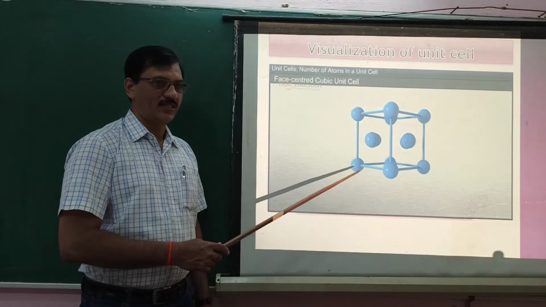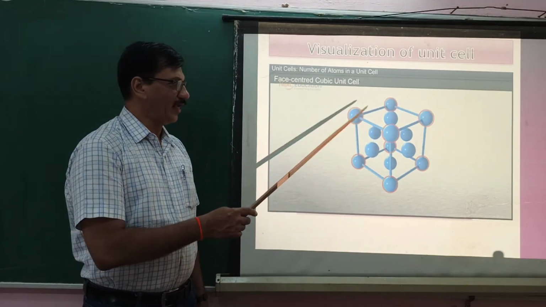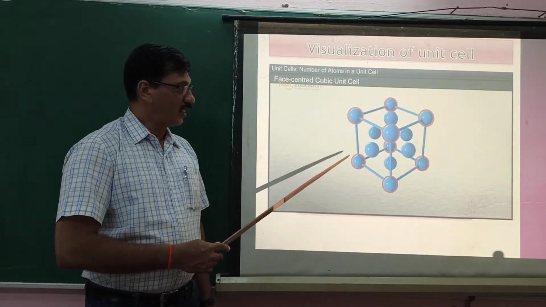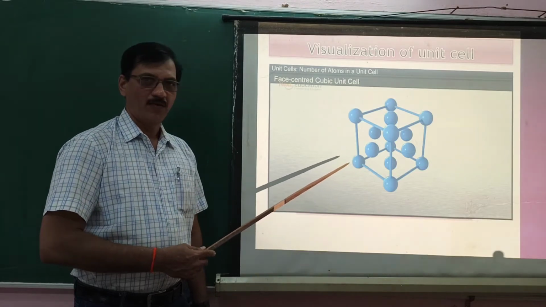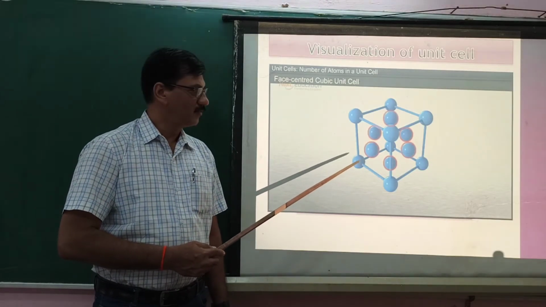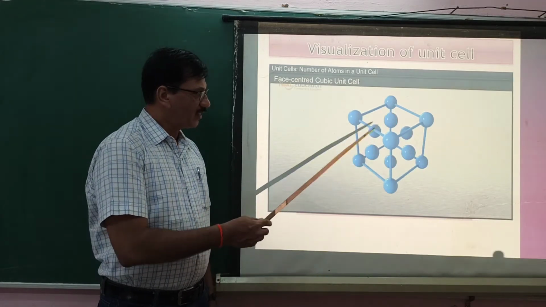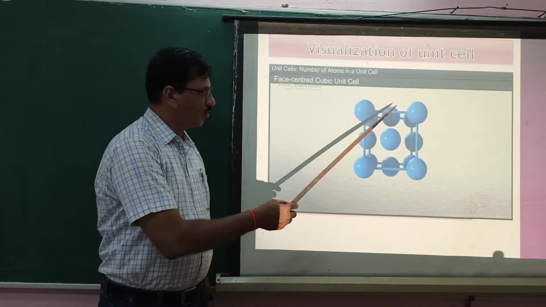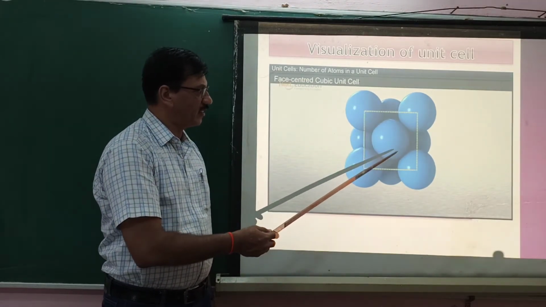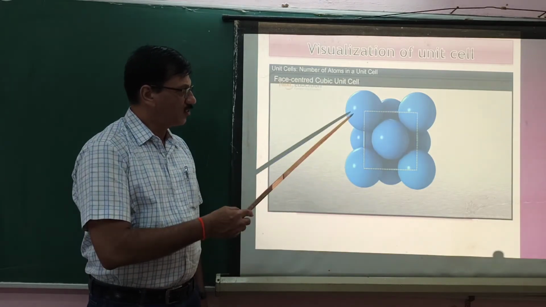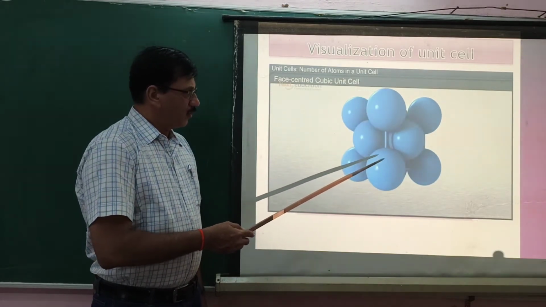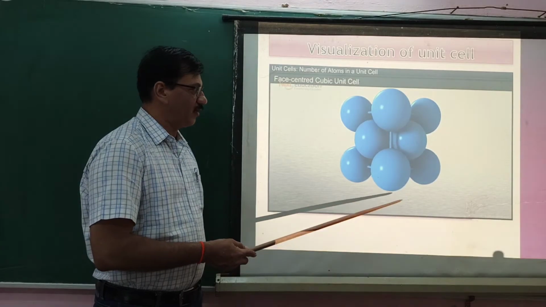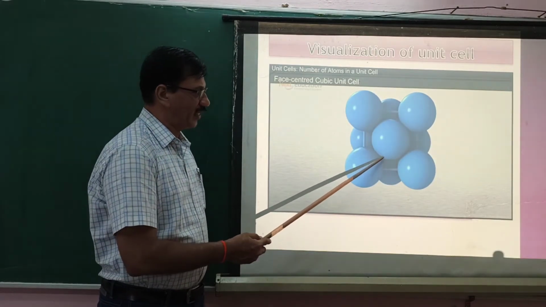Now in case of the face-centered unit cell, there are 8 atoms at the corner, right? Let you see the space filling model of it. Very important to understand. There are 8 atoms at the corner and 6 atoms at the center of the faces. Now this is how the edges of the unit cell look. Each corner atom belongs to 8 different unit cells, therefore only 1/8 of it belongs to this unit cell.